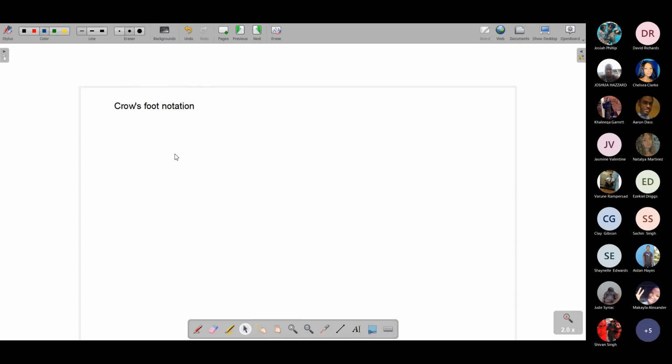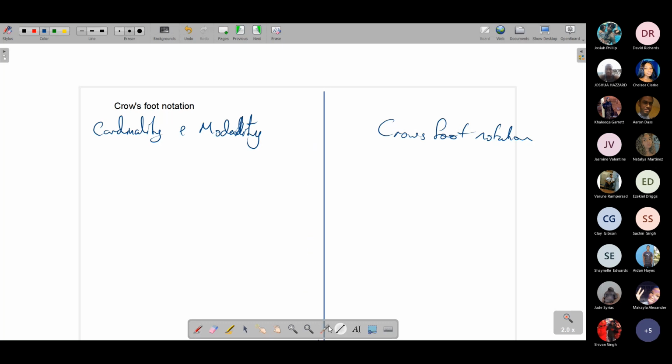Okay, so in terms of the entities being represented, right? So we have cardinality and modality. And then we have the crow's foot notation. And the crow's foot notation will go on the side of the entity, right? Just give me 1 second, please.